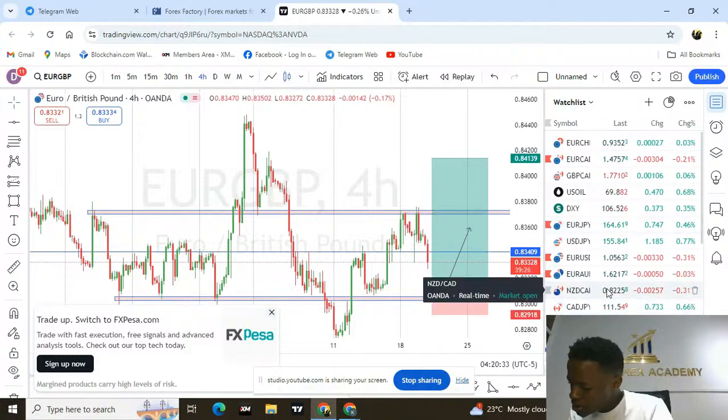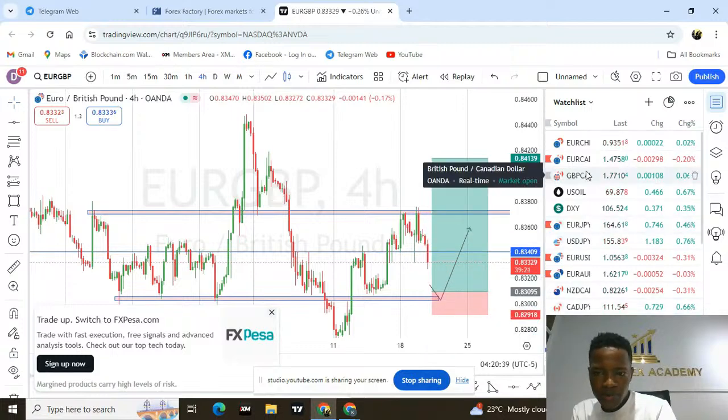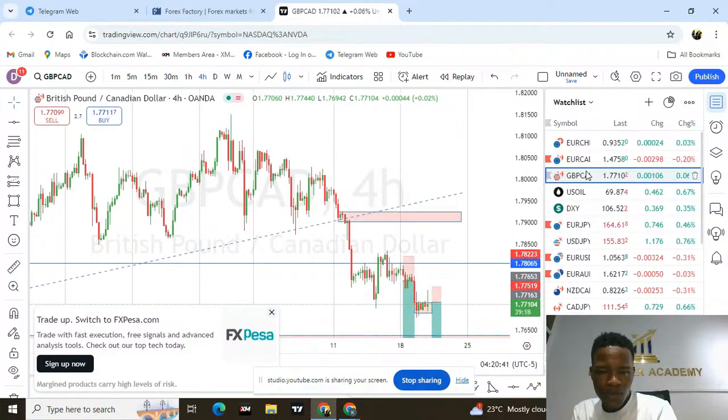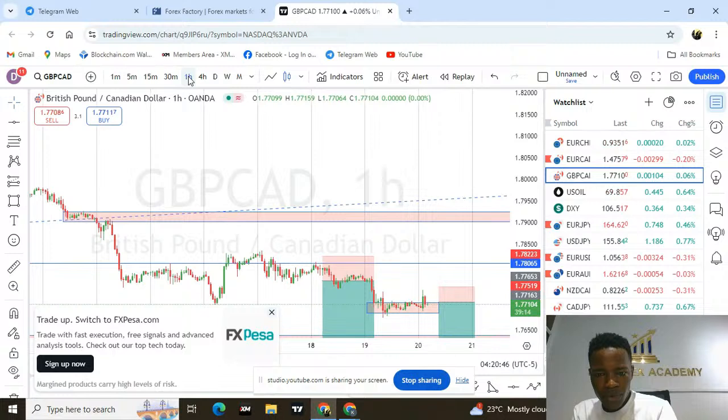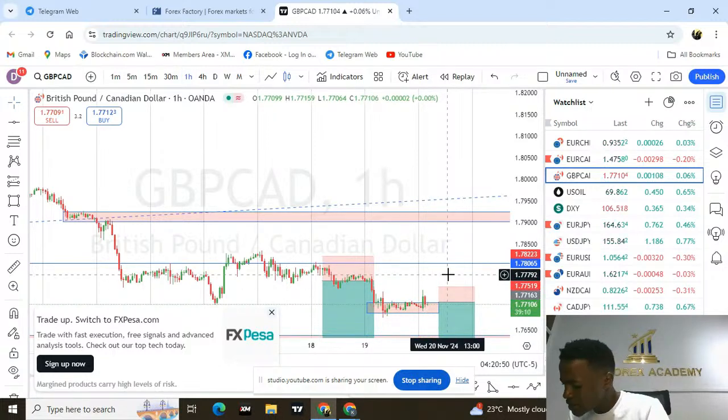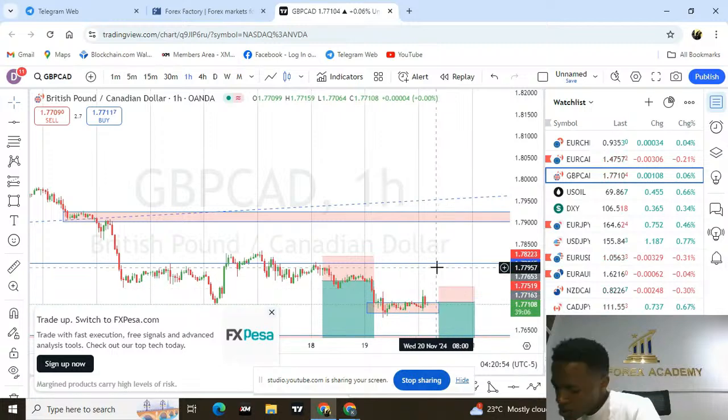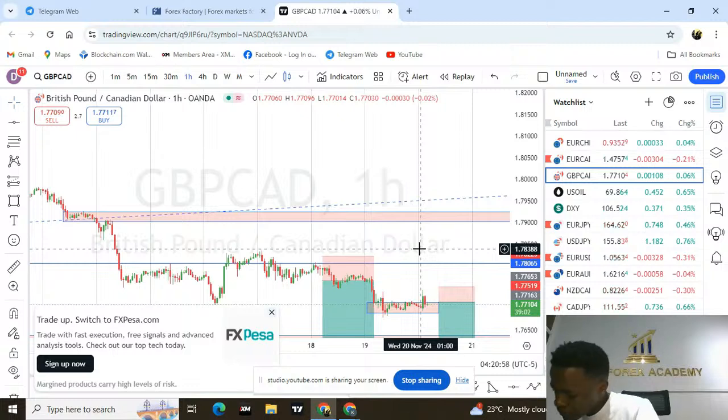Okay, GBP CAD. How is the 1 hour? Yeah, I have my entry there and my stop loss above. That's my entry there. I'll take it now because it's a confirmation for me. I wanted this market to close, even a credit candle even. That's on GBP CAD. Yeah, that's my entry on GBP CAD.